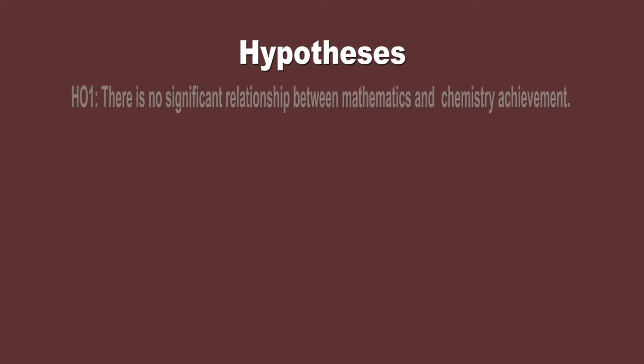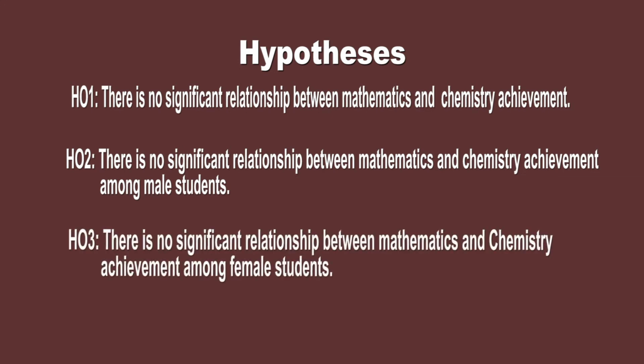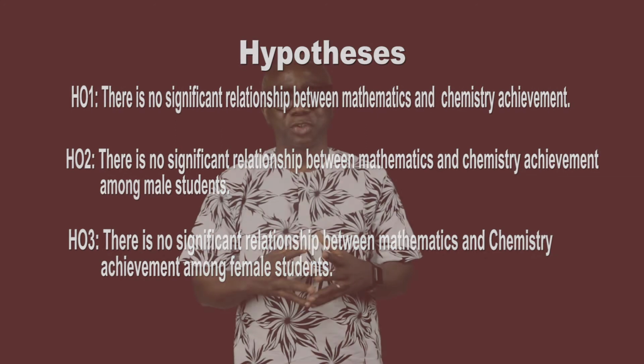Now, hypothesis 1 from those research questions could be that there is no significant relationship between mathematics and chemistry achievement. Hypothesis 2 would be there is no significant relationship between mathematics and chemistry achievement among male students. Hypothesis 3 would be there is no significant relationship between mathematics and chemistry achievement among female students.